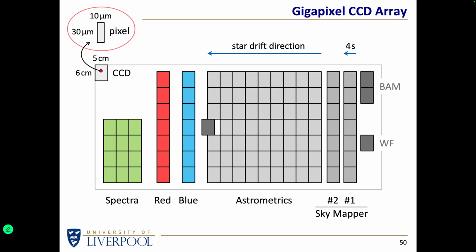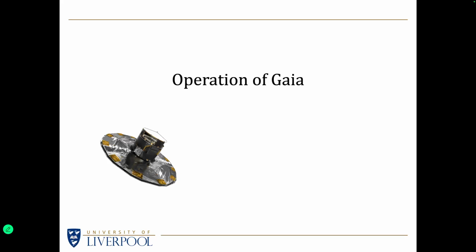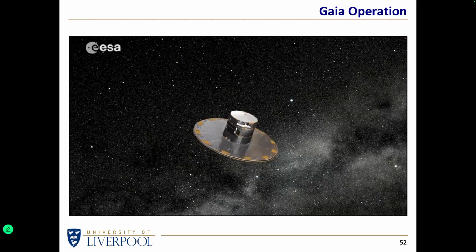And just to give you a sense of scale, it takes about 4 seconds for a star to drift across one CCD, which contains about 4,000 pixels. Remember, the whole array is about 900 million pixels. So let's think about how Gaia actually operates in practice. Remember, it's spinning. It's spinning about once in 6 hours, but this animation shows everything speeded up so we can see it a little more clearly.